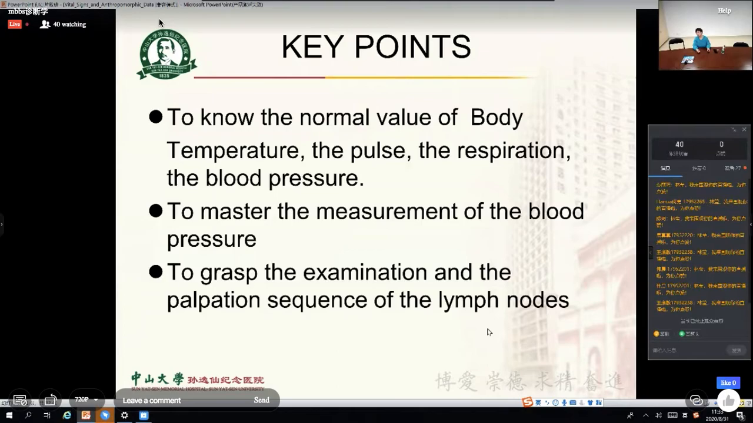And the key points, okay, last but not least, these are the key points for this lecture. We need to know the normal values of the body temperature, the pulse, the respiration, and the blood pressure. And we need to master the measurement of blood pressure and grasp the examination and palpation sequence of the lymph nodes. So these are the take-home messages that you need to practice again and again with your classmates or with your friends.